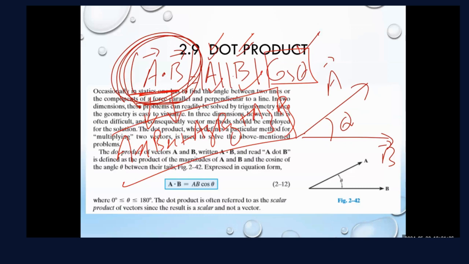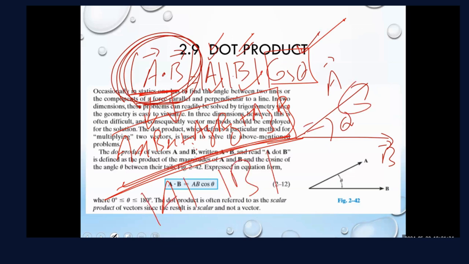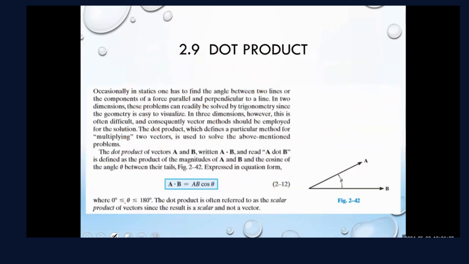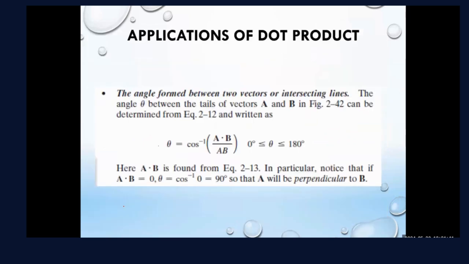The same thing I have just told you here, right? You can calculate cos theta from here if you use this side and then you divide this thing by a magnitude and b magnitude. This will be equal to cos theta, right? So it's the same thing that is mentioned here.